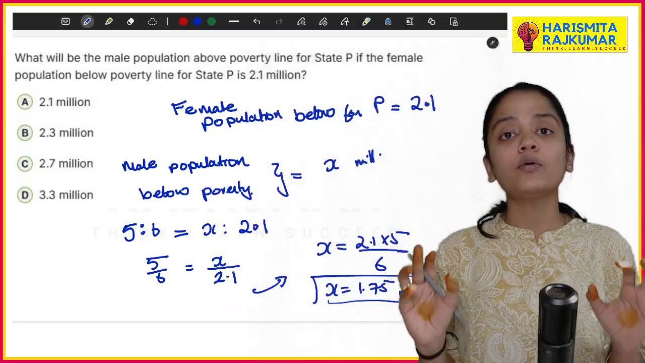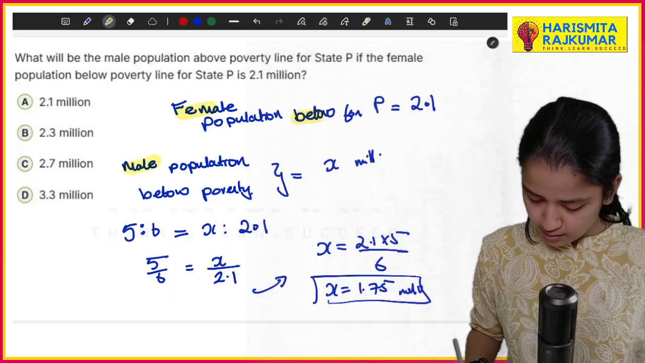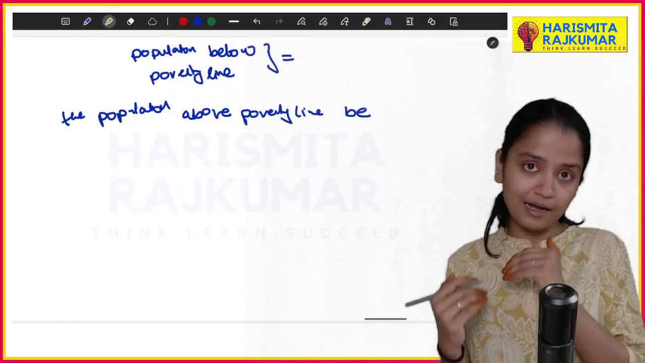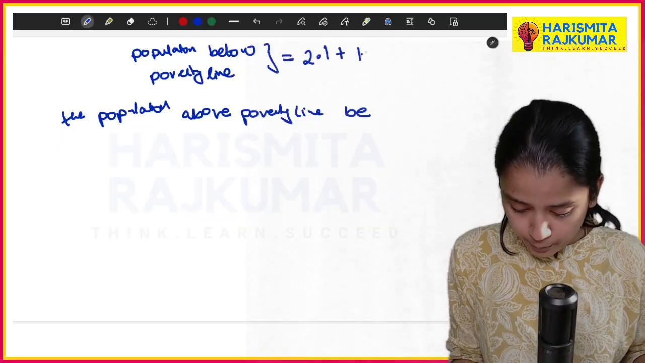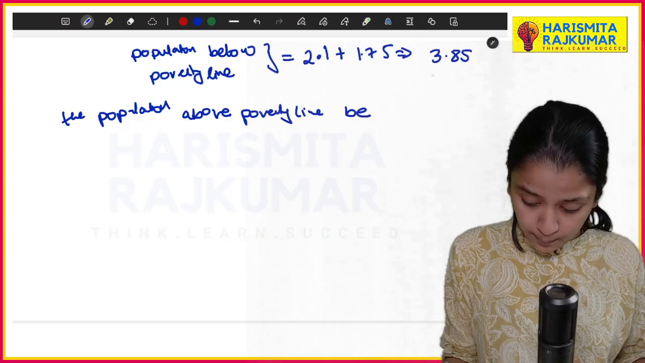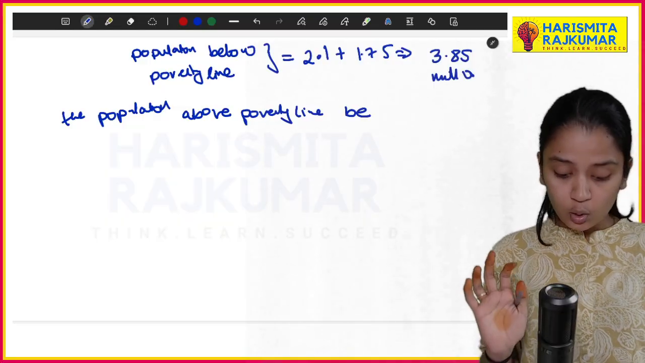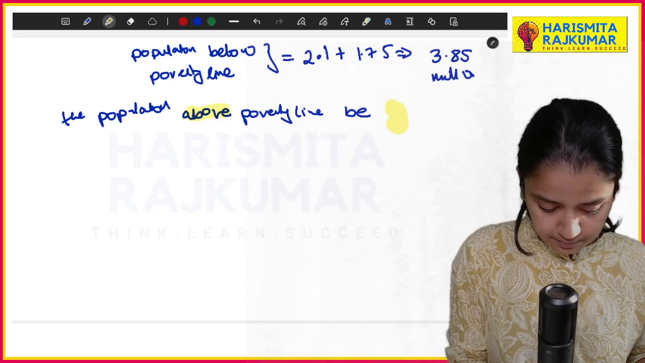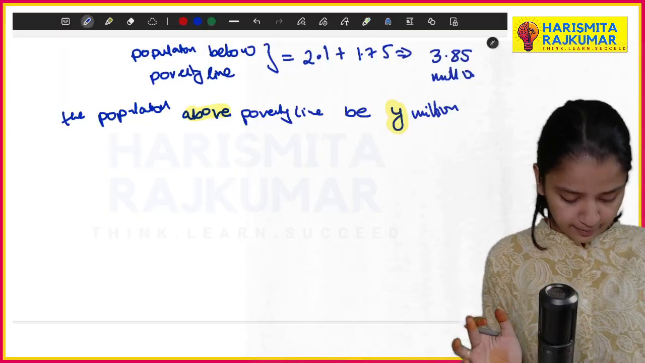So the population of male below the poverty line is 1.75 million, and the population of female below the poverty line is 2.1 million. The total population below the poverty line is when you add female and male, which is 2.1 plus 1.75, which is 3.85 million. Now let us assume the population above the poverty line be Y million.